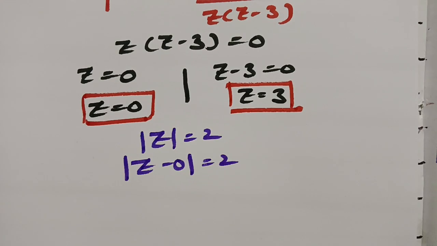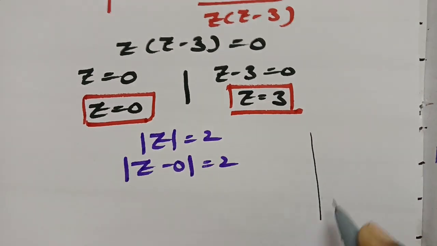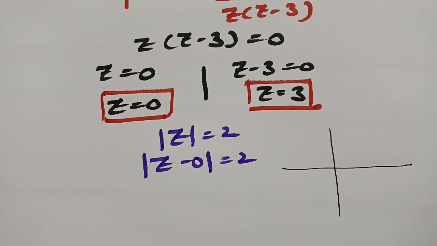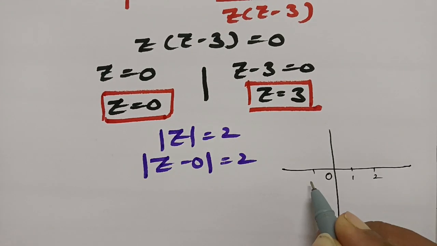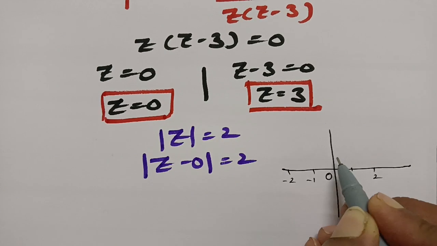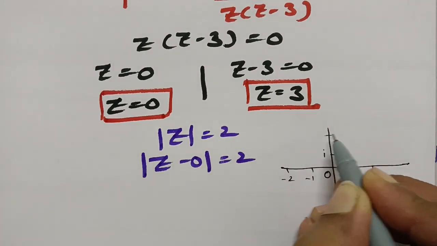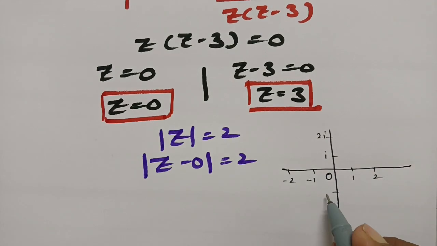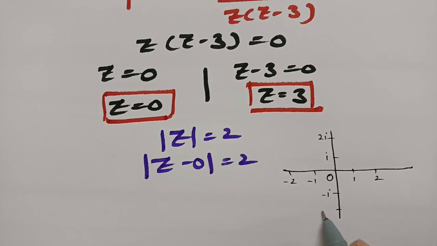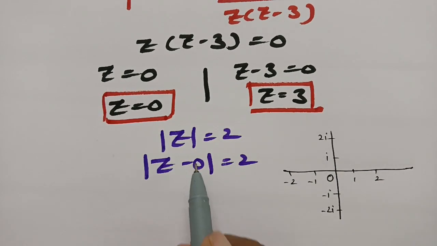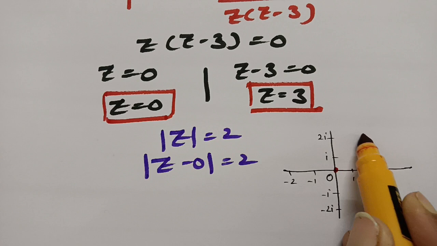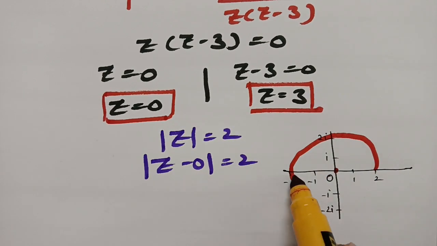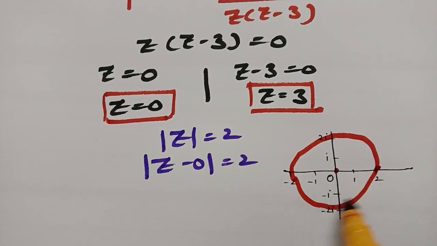Let me show you this. This is 0, this is 1, and this is 2. This is minus 1 and this is minus 2. This is i and this is 2i. Here this is minus i and this is minus 2i. We take 0 as the center and 2 as the radius, and we draw a circle like this. So this is the circle.